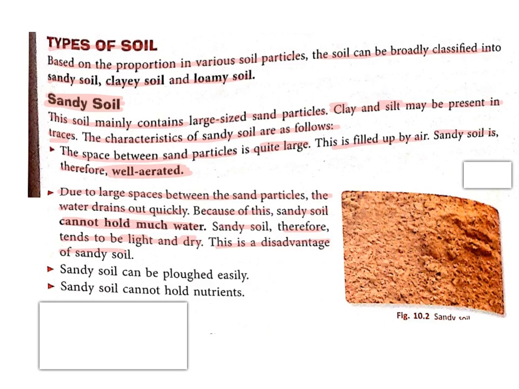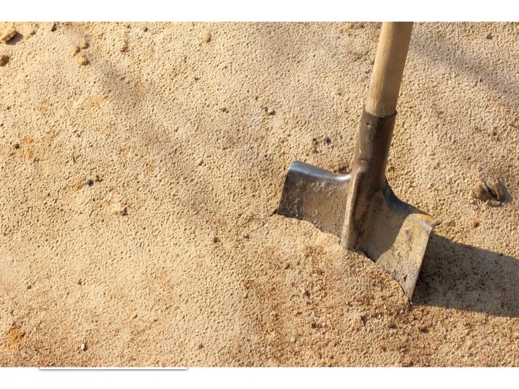Next characteristic: sandy soil can be ploughed easily. So you can easily turn the soil upside down. That is, you can easily mix it. Next characteristic: sandy soil cannot hold nutrients. As it cannot hold water, and mainly the nutrients are dissolved in the water, as the water seeps inside the soil, it is unable to hold the nutrients as well.